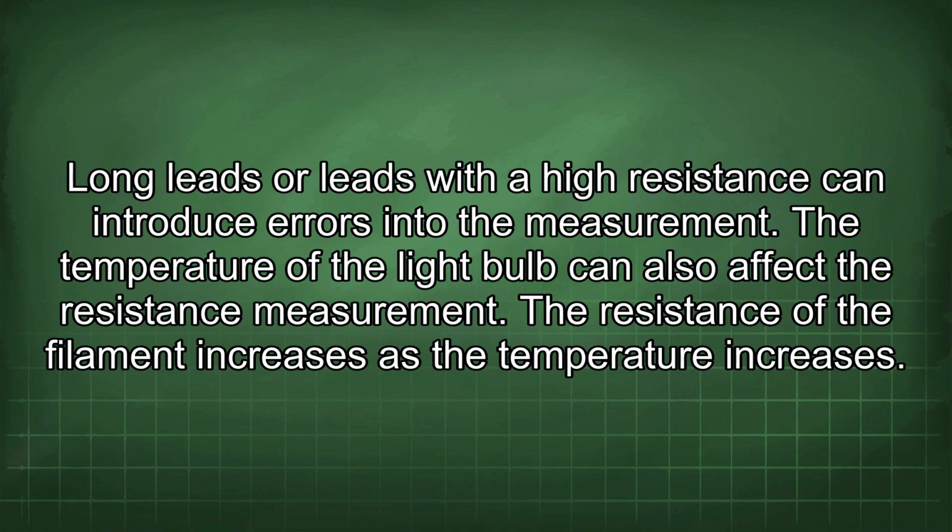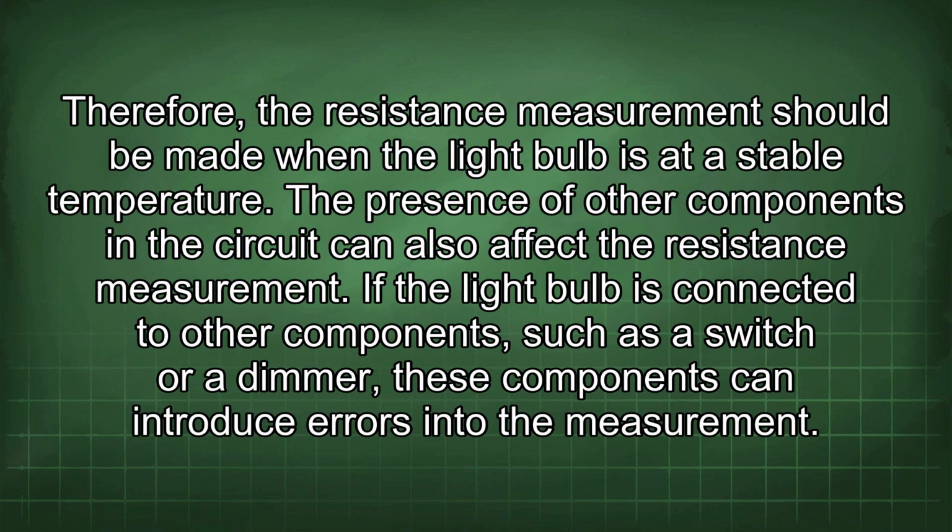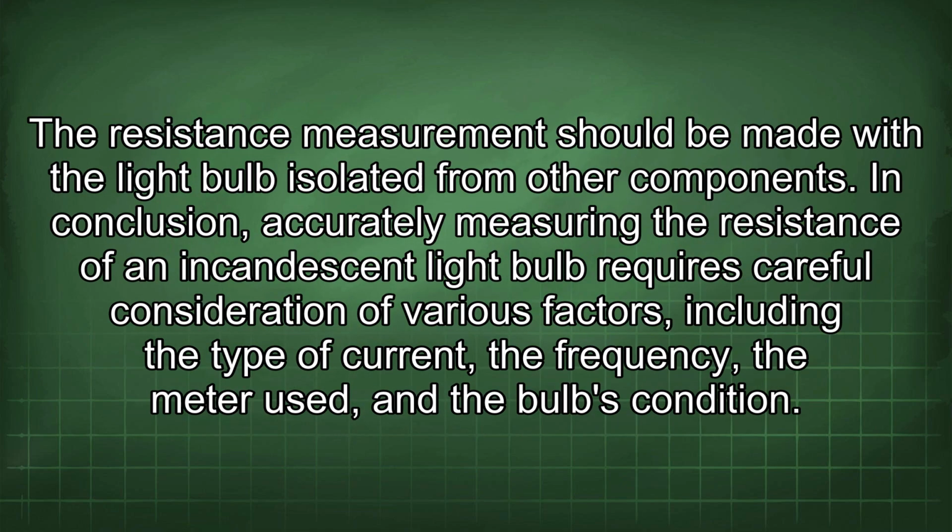The temperature of the light bulb can also affect the resistance measurement. The resistance of the filament increases as the temperature increases. Therefore, the resistance measurement should be made when the light bulb is at a stable temperature. The presence of other components in the circuit can also affect the resistance measurement. If the light bulb is connected to other components, such as a switch or a dimmer, these components can introduce errors into the measurement. The resistance measurement should be made with the light bulb isolated from other components.